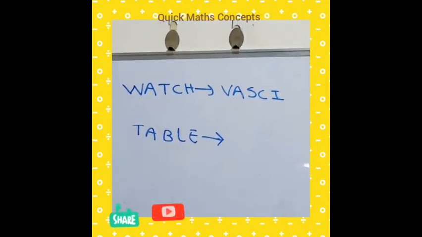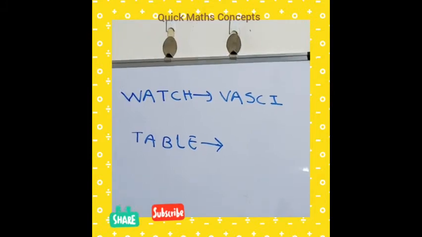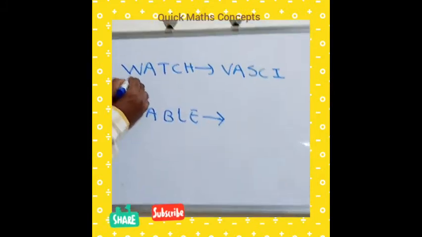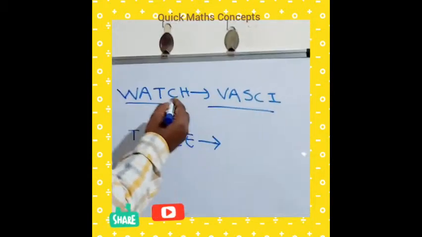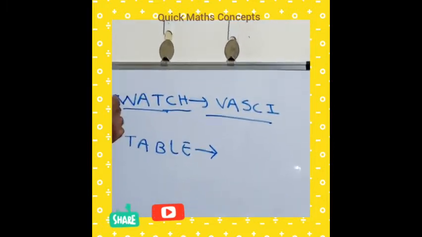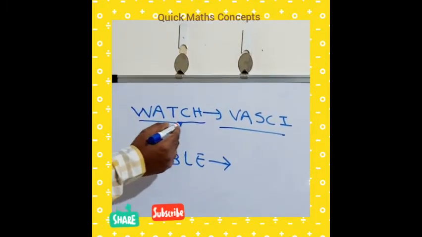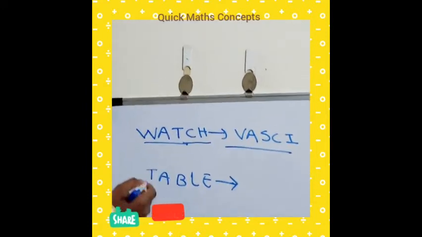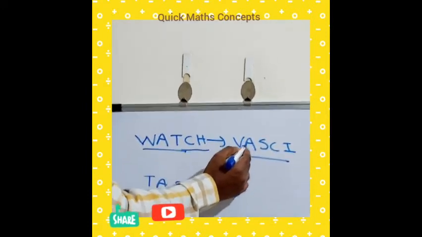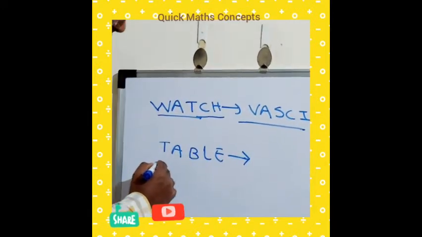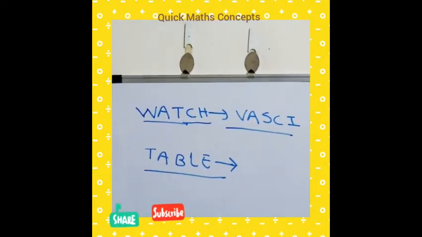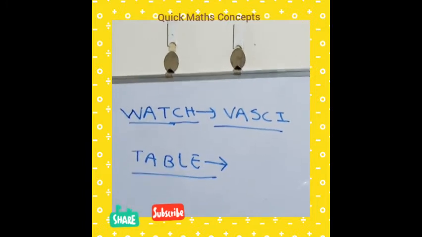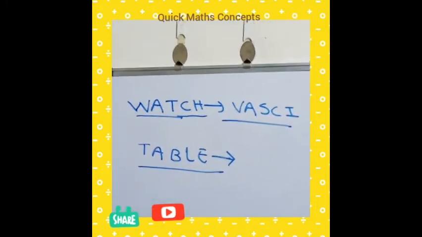So to solve this, what we need to do? Simply we need to find the relationship between the given word and its coded word. This is the given word, watch. The word watch is written as VASCH. So the question is, if watch is written as VASCH, then what will table be written as? Just observe the logic, how it was applied here.